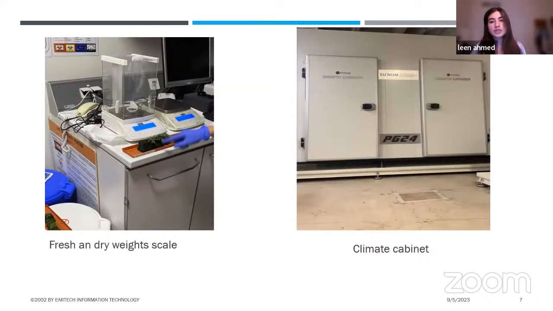So here are more pictures that I included from the experiment time. To the left, it's just the weighing scales that I was talking about just now. So we measured them fresh when we were cutting them. We measured them fresh first, and we put them in the drying chamber, and we put them back on the weighing scale, and we measured the dry weights.